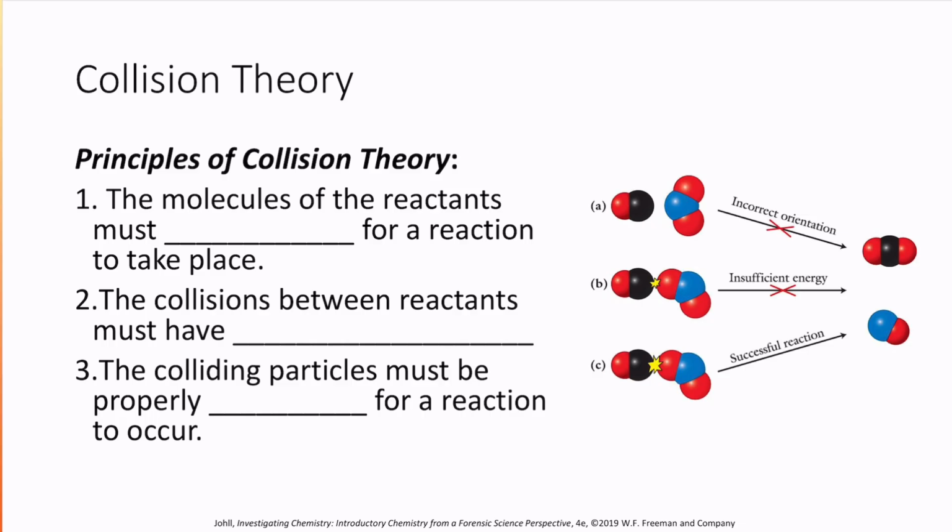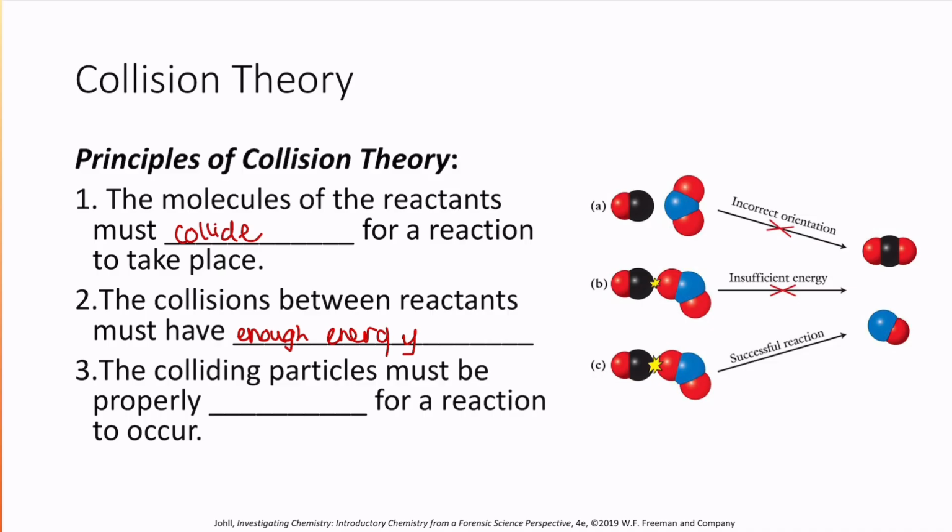So, in order for a reaction to happen, there's a lot of things that need to take place. The molecules of the reactants must collide. They must collide in order for a reaction to take place. And not only must they collide, they also need to have enough energy. So reactions are going to start out fast and then they're going to tend to slow down due to decreasing the frequency of collisions between reactants.